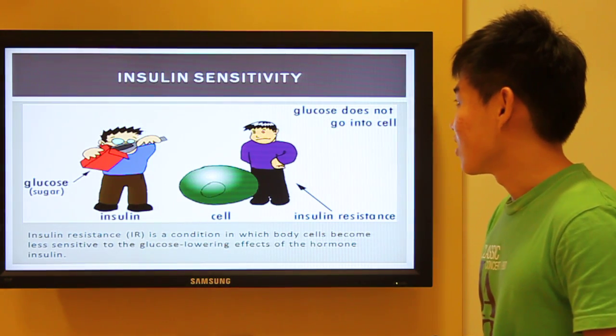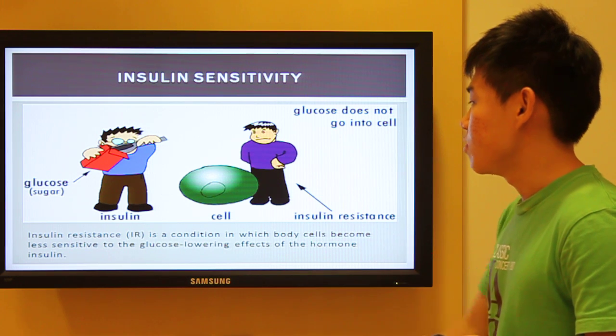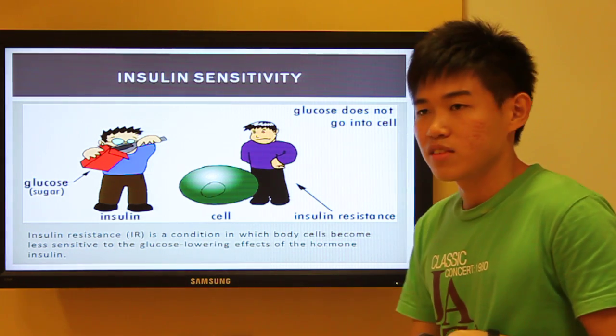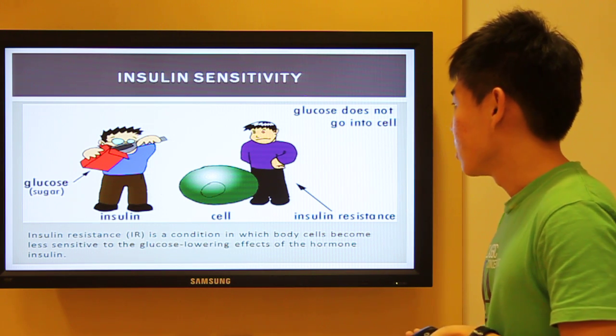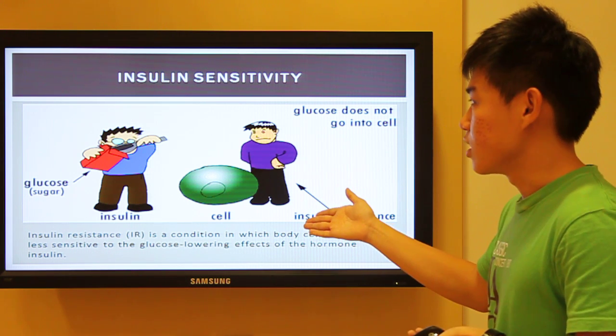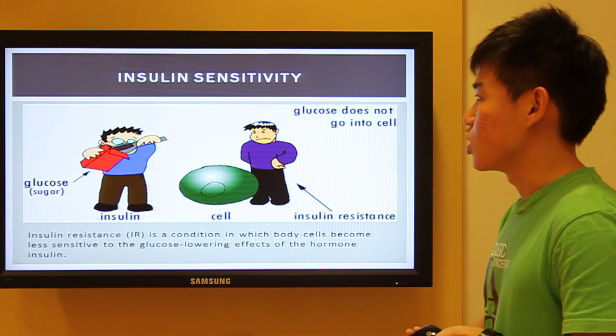On the other hand, insulin resistance means that the cell is less sensitive towards glucose uptake. So this happens when it is not under normal conditions.